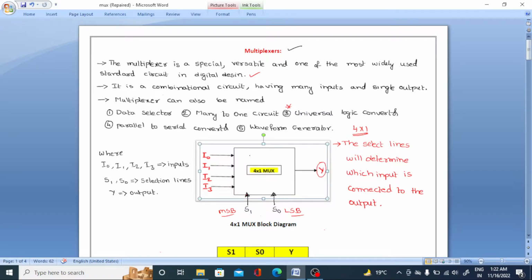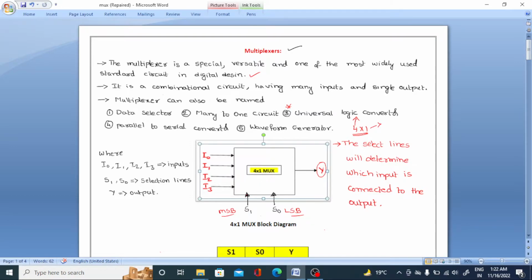That means it has four inputs, and this one is the output. The multiplexer operation is completely decided by two other inputs, which are the selection lines. Here S1 and S0 are the selection lines. The selection lines play a major role in controlling the operation of this multiplexer. Now let us see with the help of a truth table so that we can understand easily. The selection lines are very important in a multiplexer.